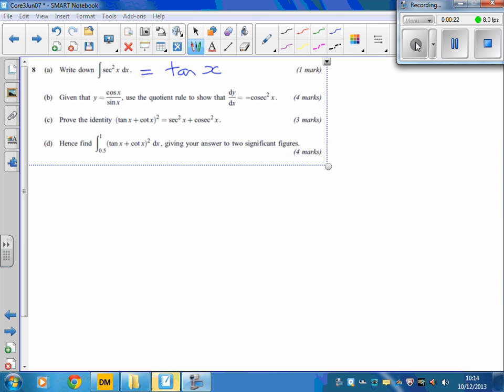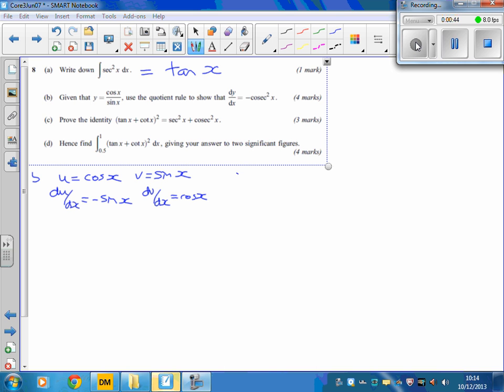Part B was done pretty well. We've got to do a quotient rule. So the top bit is cos x, the bottom bit is sin x. Differentiate this one, cos goes to minus sine. Differentiate this one, sine goes to cos.